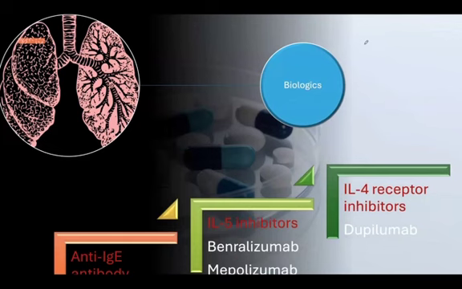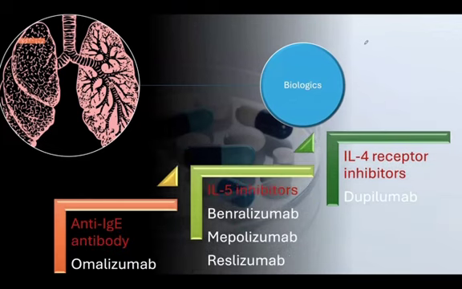So we have various examples. We have the anti-immunoglobulin E antibodies, such as omalizumab. We have interleukin-5 inhibitors, such as benralizumab, mepolizumab, reslizumab. Then lastly, we have interleukin-4 receptor inhibitors called dupilumab. And so these are the various agents that we use in the management of asthma.